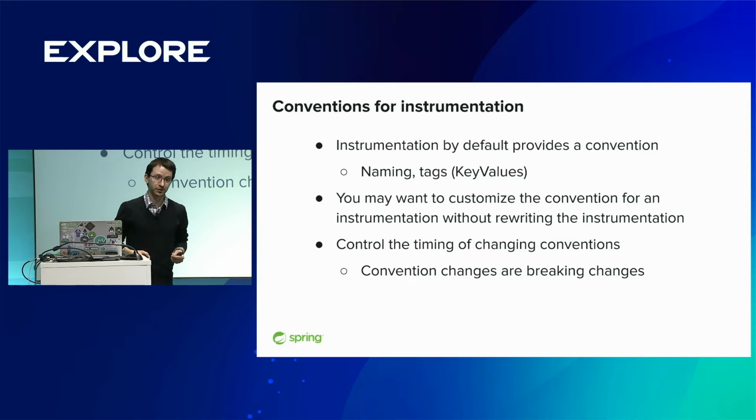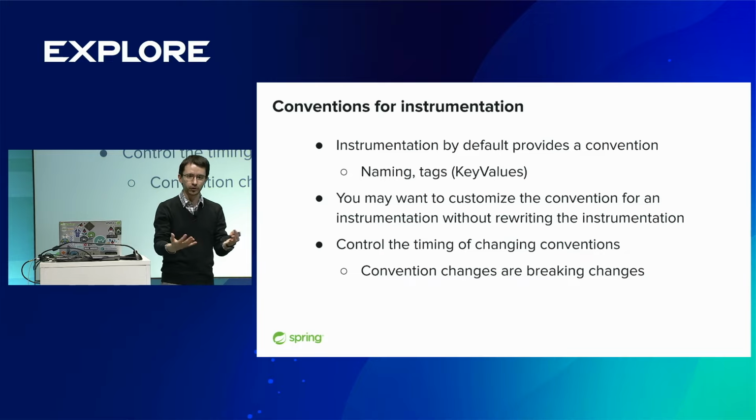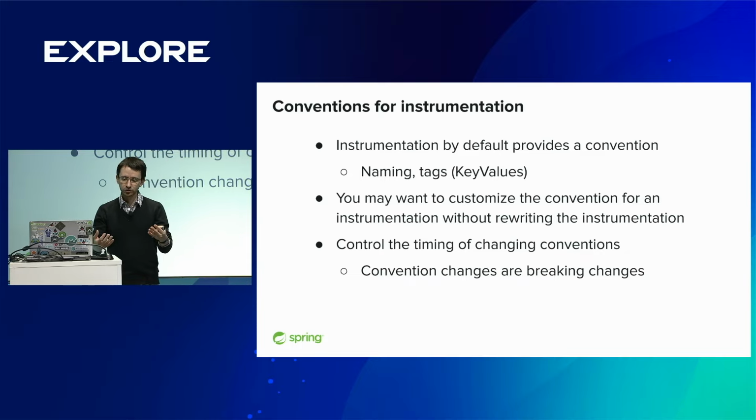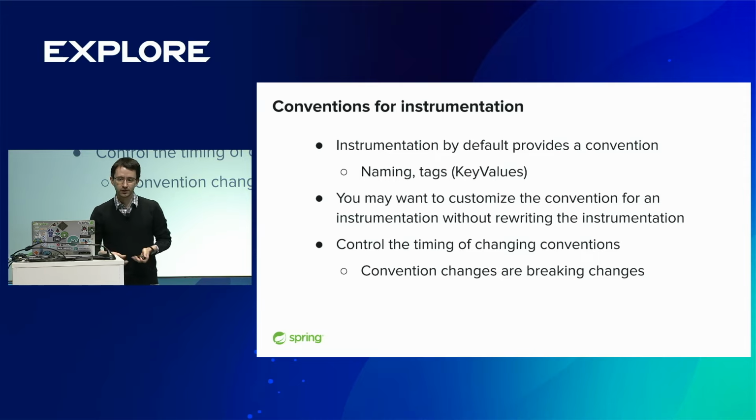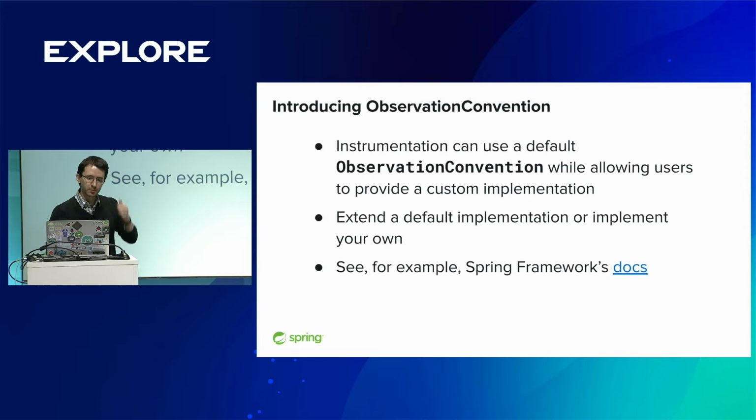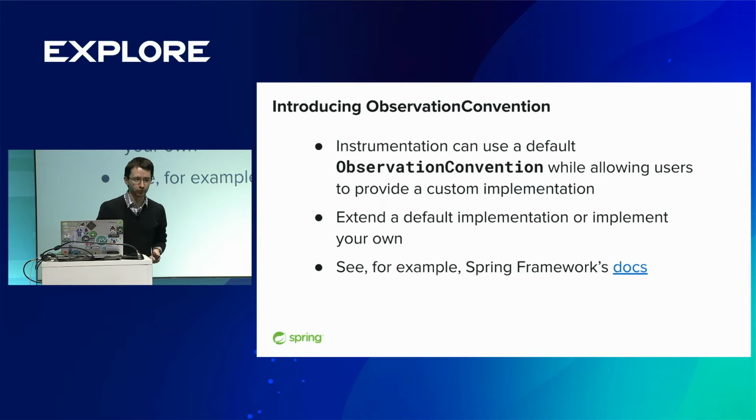That's a breaking change. You might want to have some control over it, saying that, hey, I implemented both of those, or I have one convention and another one for how I name things, and I want to configure the second one right now. So in order to do that, we came up with a component called observation convention.